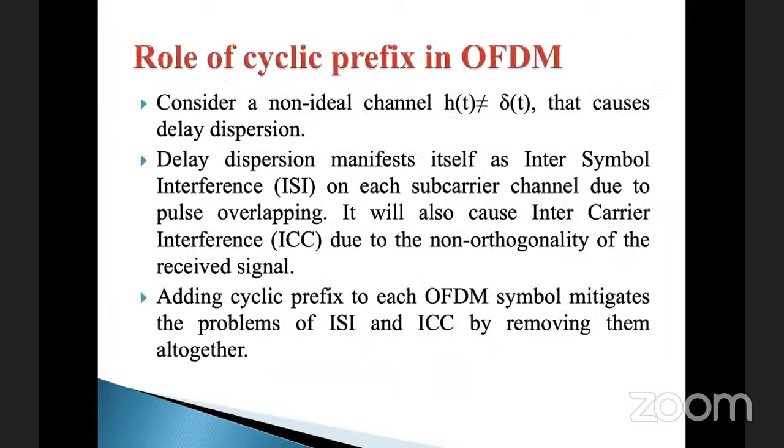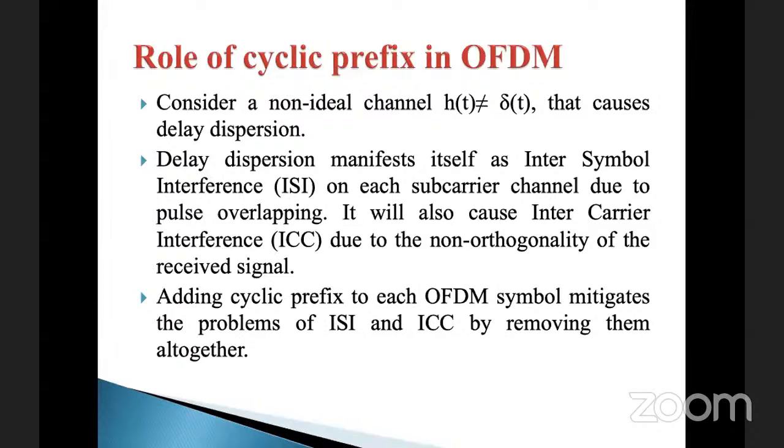Okay. And there is also a role of the cyclic prefix. Yesterday I talked about the cyclic prefix. This is because of the non-ideal channel. There is some delay dispersion that will happen in your communication channel. Because of this, there is a chance of intersymbol interference. And also on each subcarrier channel, due to pulse overlapping, there is always a chance of intersymbol interference and intercarrier interference due to the non-orthogonality.